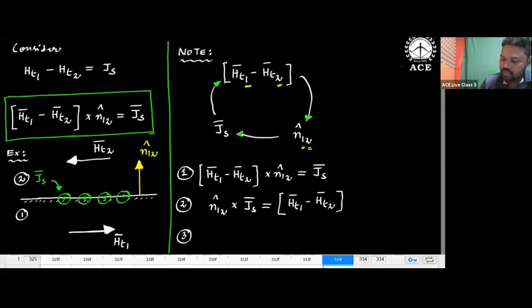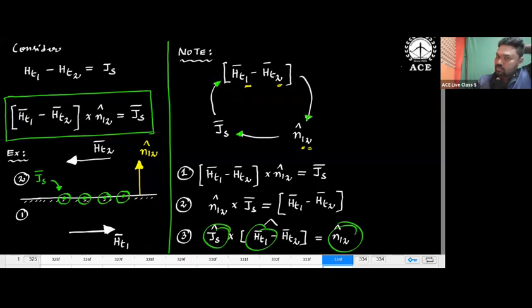What I mean to say is this one. So here it is: JS unit vector is equal to HT1 minus HT2. You have to take the unit vector of these two. Resultant is equal to N12. So JS cross HT1 is equal to N12. JS cross HT1, beta.